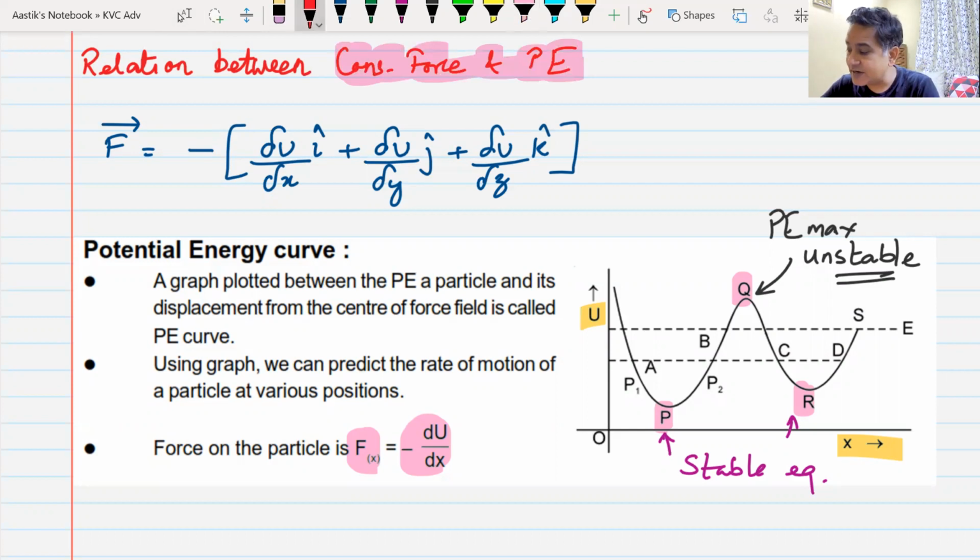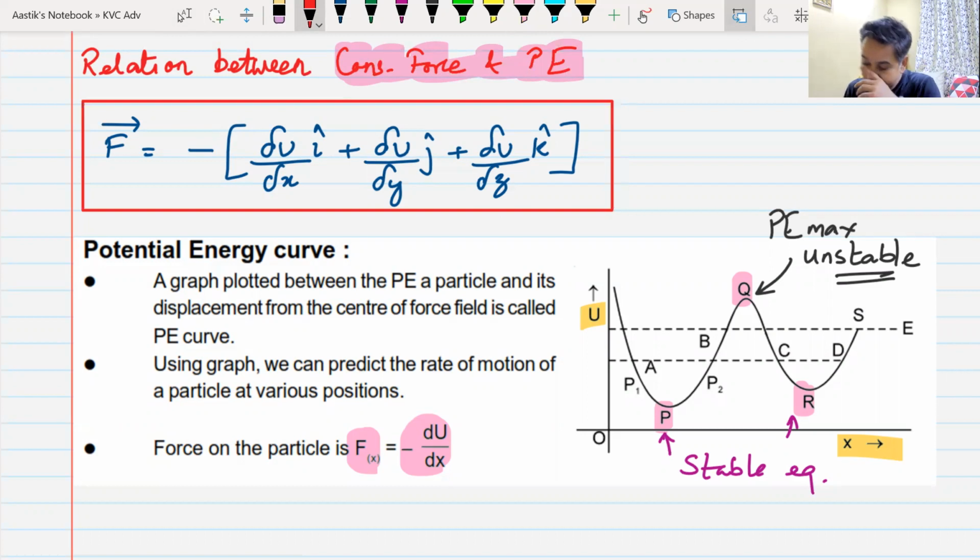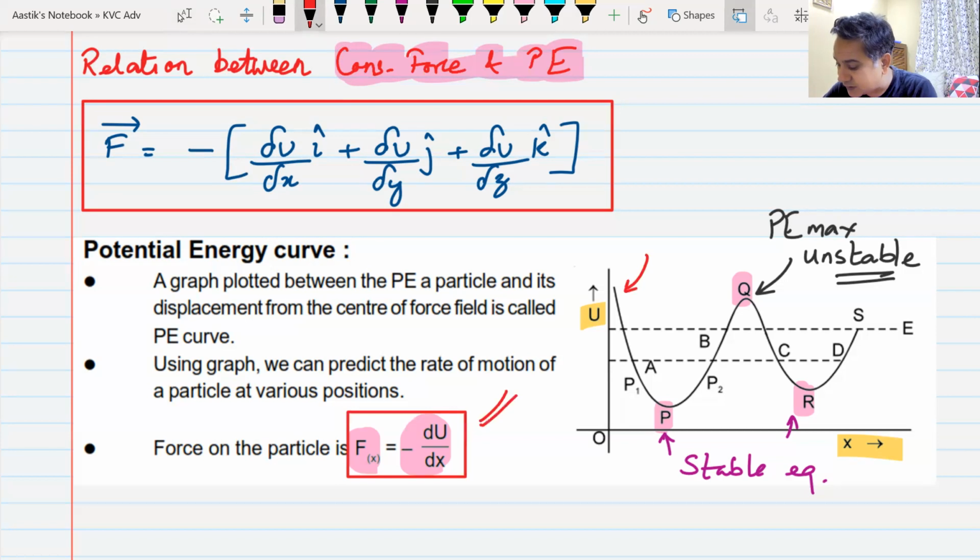This is the relation that we have, and we have a graph between potential energy and x. From this graph we can find out the force. Remember, force is the negative gradient of the graph. Do we understand this? Force is the negative gradient of the graph.